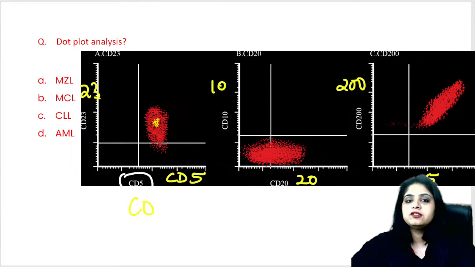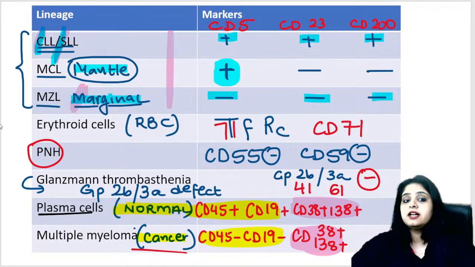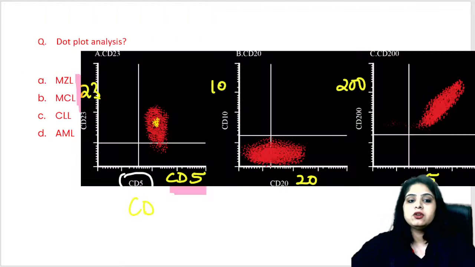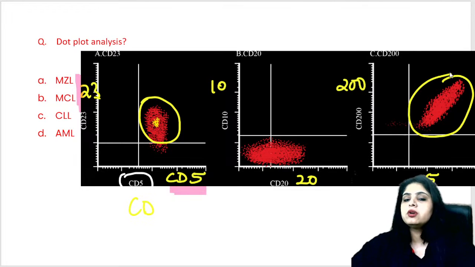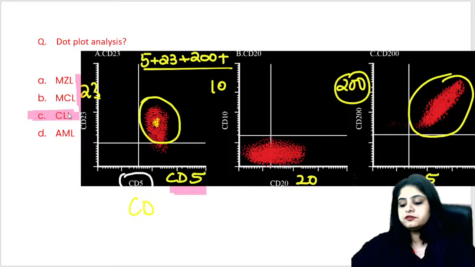So first of all, ma'am, as soon as I saw the 5 and 23 profile, that table came to my mind. Which table? The one that we just now did, the 5 and 23 table, that should come to your mind. Where are all the cells coming? All are coming in the double positive quadrant. Everything is positive. 5 is also positive, 23 is also positive, and 200 is also positive. When everything is positive, this has to be a case of CLL, SLL. That is why I said that when CD markers come, flow cytometry is a cakewalk. Everything positive means this is a case of CLL, SLL.